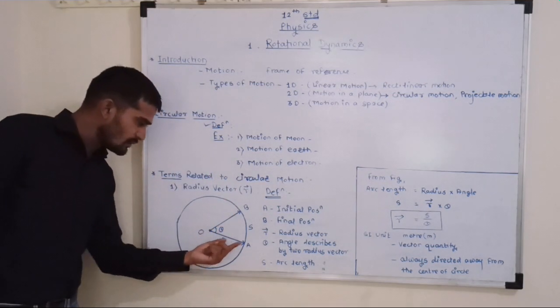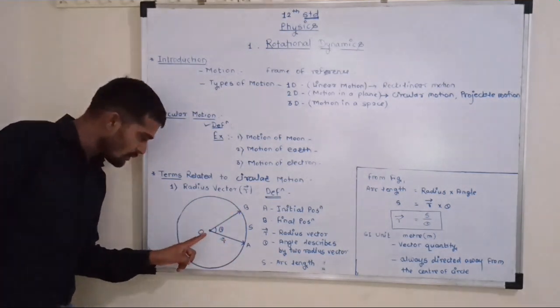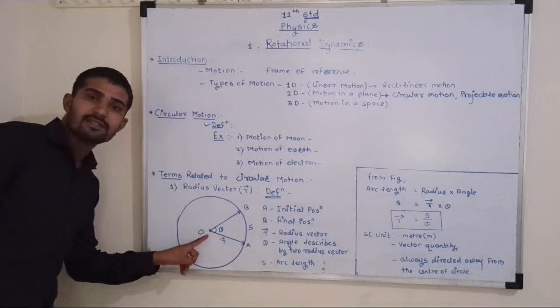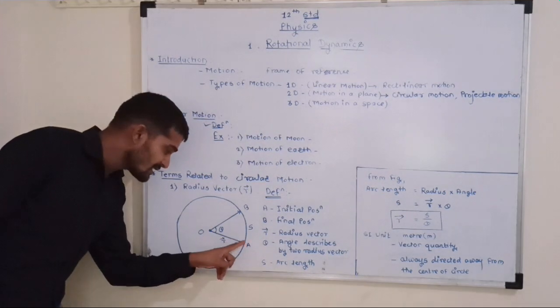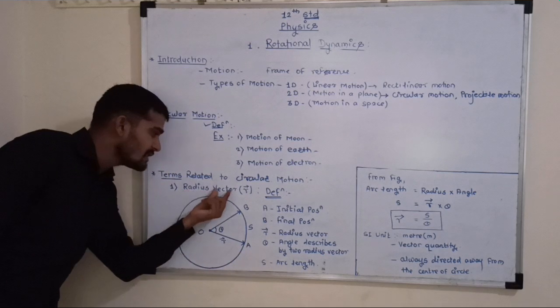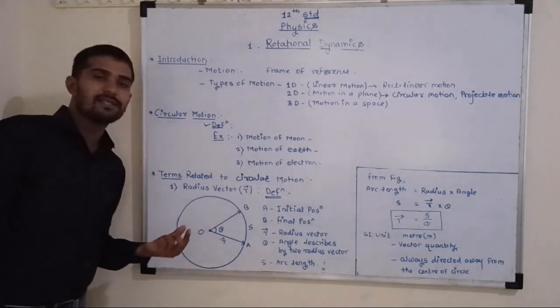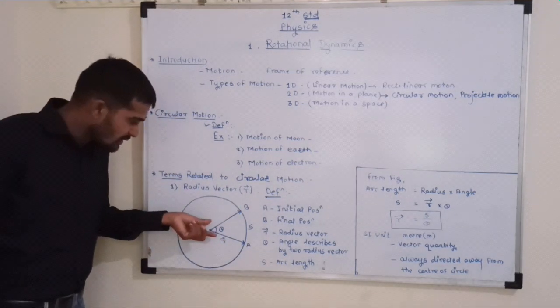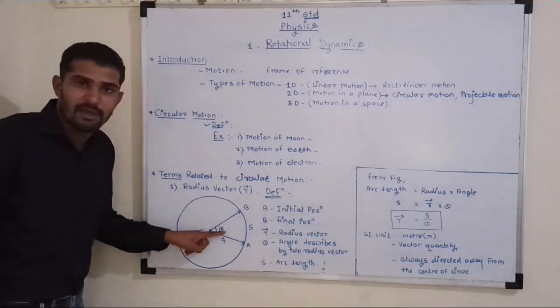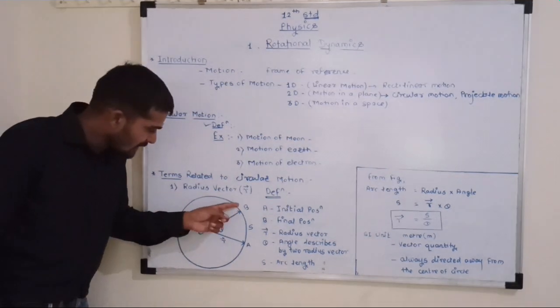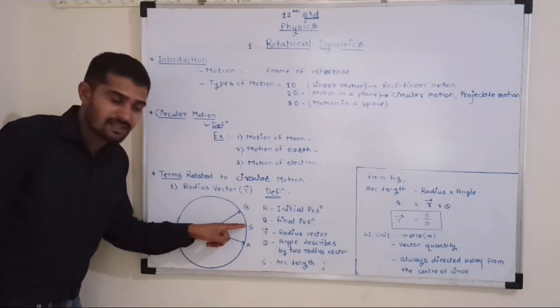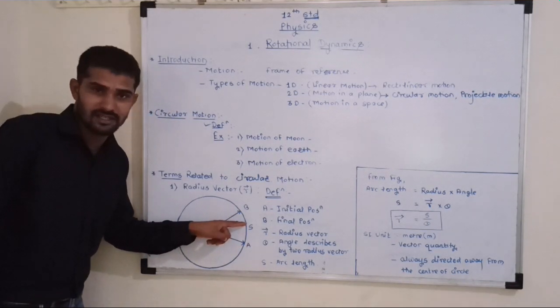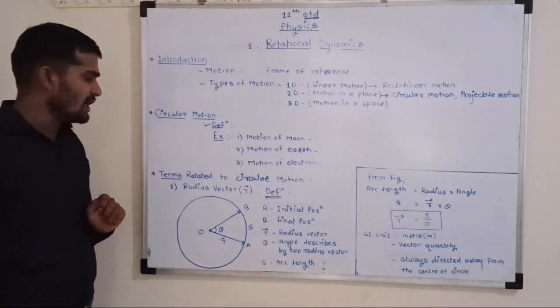Here are two radius vectors, OA and OB. O is the center of the circle, A is the position of the particle on the circumference. So OA is a radius vector, OB is also a radius vector, and these two radius vectors describe an angle theta, and the particle moving from A to B covers a distance S. This distance is called linear distance.